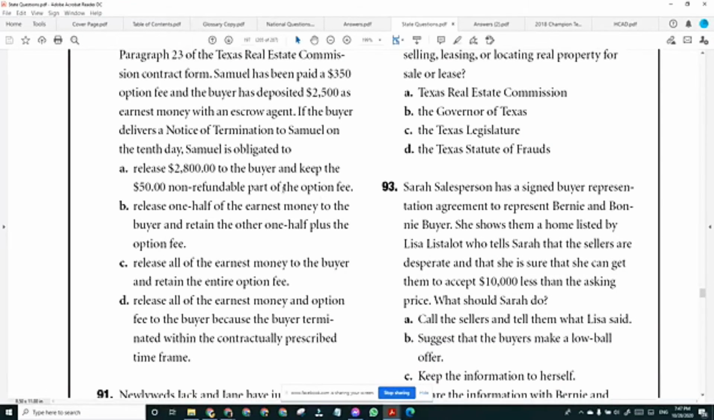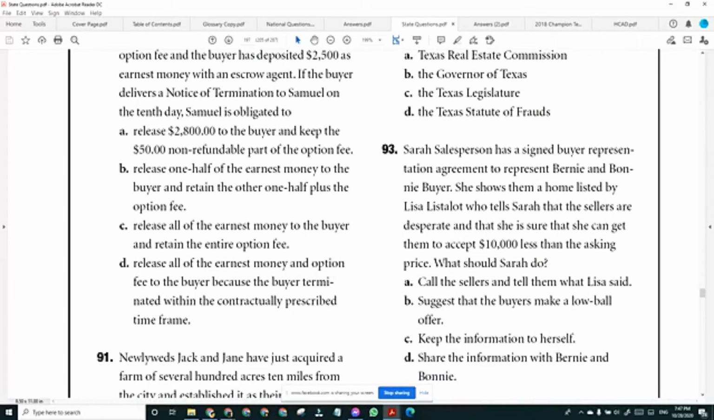A, release $2,800 to the buyer and keep $50 non-refundable part of the option fee. B, release 1/2 of the earnest money to the buyer and retain the other 1/2 plus the option fee. C, release all of the earnest money to the buyer and retain the entire option fee. Or D, release all of the earnest money and option fee to the buyer because the buyer terminated within the contractually prescribed time frame.